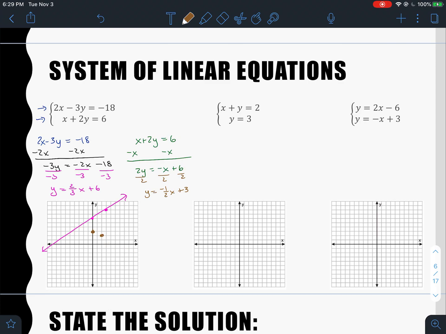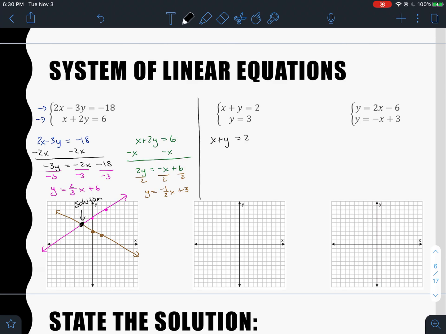So I have a brown line and a pink line, and together they make a system of equations. What we're going to be most interested in is the one point that they have in common. That one point, we're going to call the solution. So it's the one ordered pair, the one x, y that they have in common. That's what we're going to be looking for in this unit. We call that the solution to the system of equations.